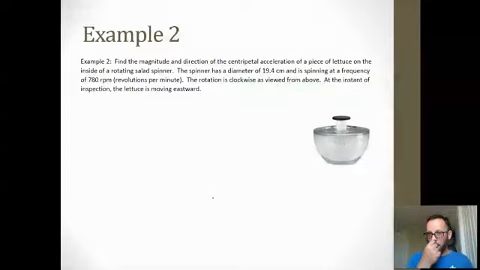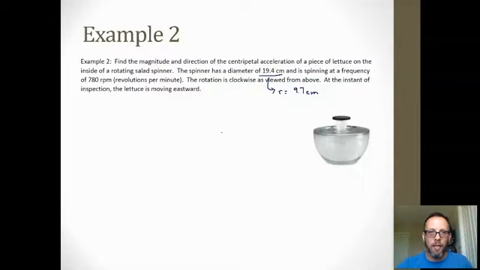And so here our spinner has a diameter of 19.4 centimeters. So before we do anything, just keep in mind our equations for uniform circular motion involve the radius. So we want to take half of the diameter. So that's 9.7 centimeters for the radius of our salad spinner. And it's spinning at a really crazy frequency, 780 revolutions per minute.